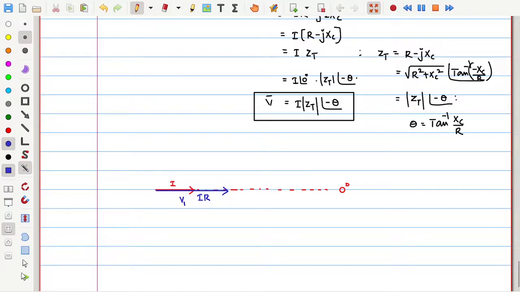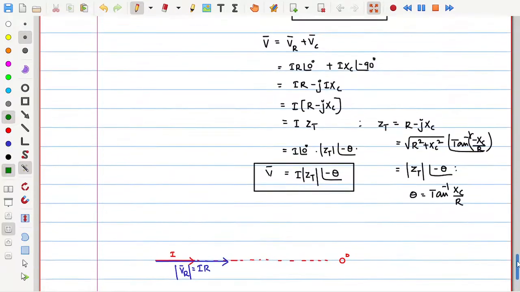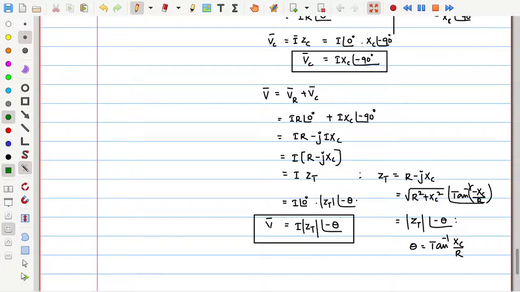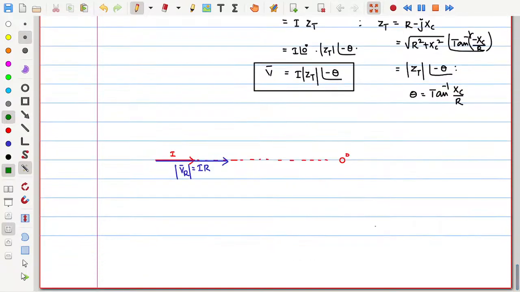What does it represent? VR bar magnitude. Where is it lying? On the 0 degree. So it is in phase with the I. Next is the capacitor voltage. How much is the magnitude of the capacitor voltage? See that, minus 90. Negative angles are measured clockwise.